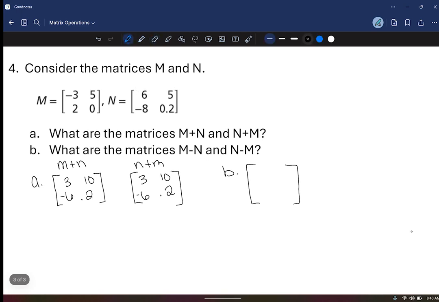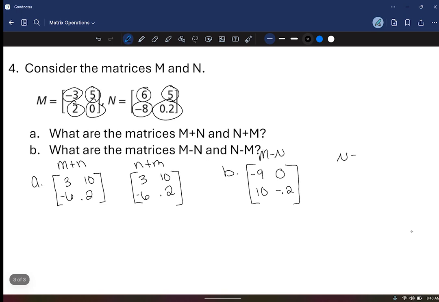All right, so I'm doing M minus N, so that would be negative 3 minus 6, which is negative 9. 5 minus 5, which is 0. 2 minus negative 8. So subtracting a negative is adding, so that'd be 2 plus 8, which is 10. And 0 minus 0.2, which would be negative 0.2. All right, so that would be the M minus N.